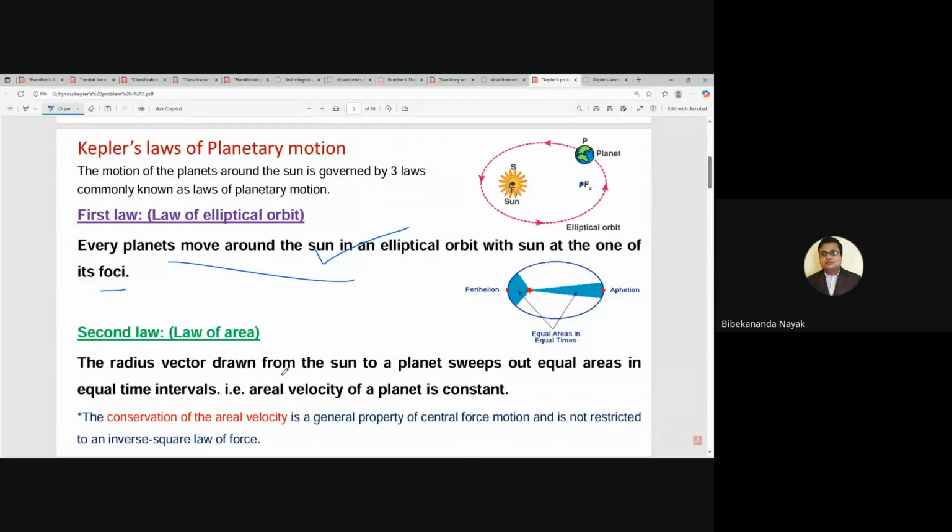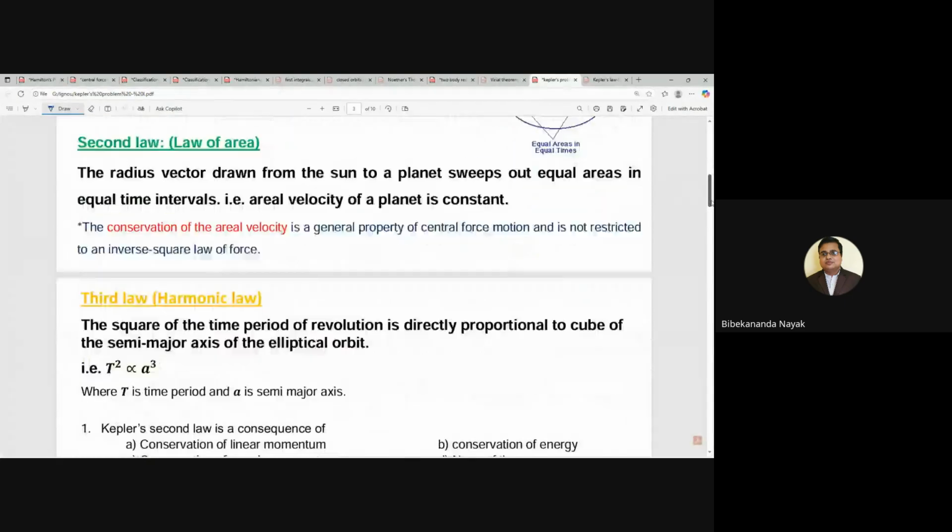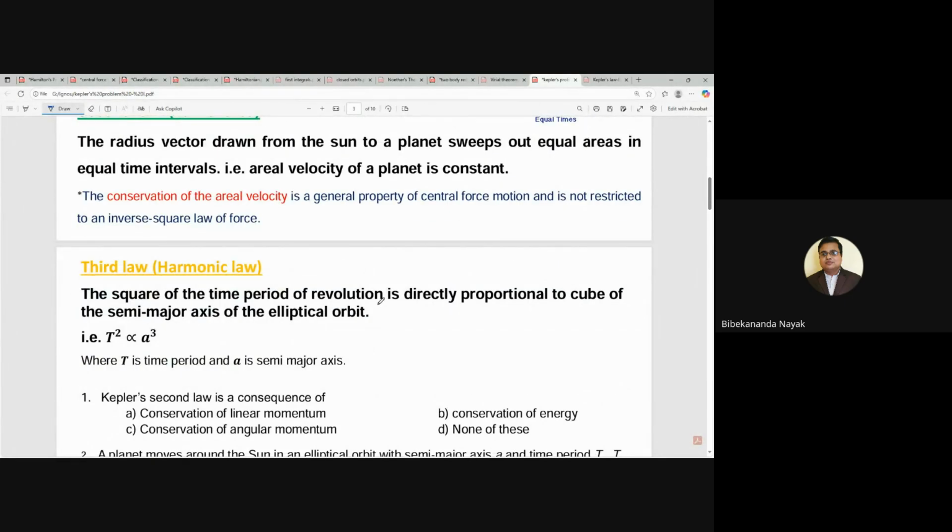Okay. Second law: the radius vector drawn from the sun to a planet sweeps out equal area in equal time intervals. That is, the aerial velocity is constant. Okay. Third law: the square of the time period of revolution is directly proportional to the cube of the semi-major axis of the elliptical orbit, T square proportional to a cube.